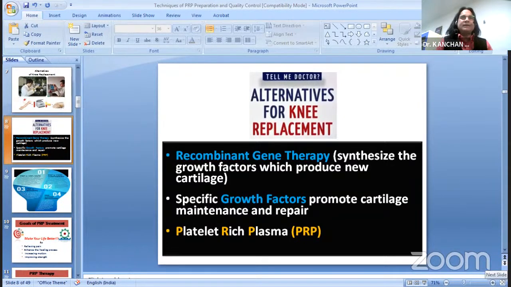So I'm talking about alternatives for knee replacement. One is recombinant gene therapy. Second is specific growth factor. Last but not least, platelet-rich plasma. Recombinant gene therapy is very costly. Sometimes it works, sometimes not. Again, the same problem with specific growth factor. But last is platelet-rich plasma.